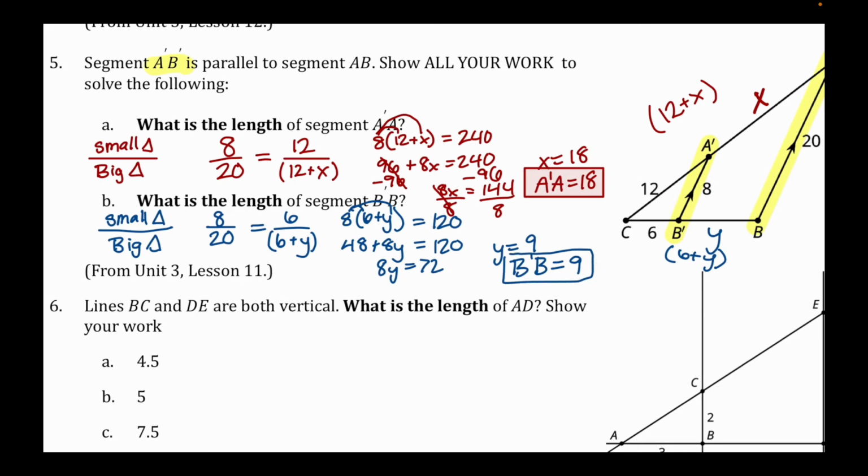If I ever assign a variable to a specific length and they're asking for that length, I always make sure that I name it as the segment when I'm trying to show my answer. Then that way no one has to go digging for what I decided to label my variable as.